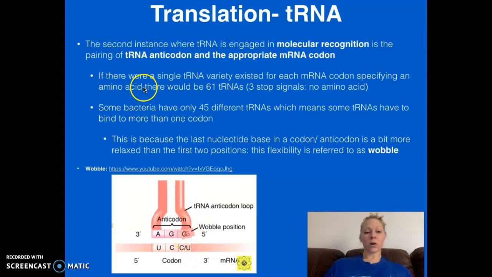And so if there were a single tRNA for each mRNA codon, we would expect that there would be 61 tRNAs, right? So we said that there's 61 codons for our 20 amino acids. And so if there's 61 codons, we'd think that there's going to be 61 tRNAs. However, in some bacteria, there are only 45 different tRNAs. And that means that sometimes this wobble effect is in place, that there aren't actually enough tRNAs to read the actual number of codons on mRNA. And so this is one way that is a fix for this problem. And so we call this flexibility a wobble, the wobble effect. And if you want to learn a little bit more about that, there's a video here, and I'll post that on PowerSchool for you.